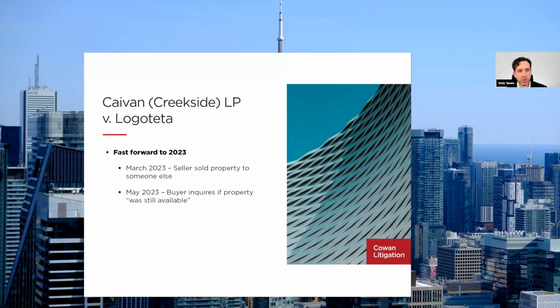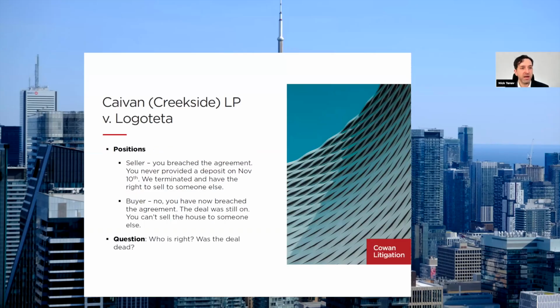And so then we fast forward. Remember, this is November 2022. We fast forward a few months to March 2023, and the seller sold this property to somebody else. The buyer, a little later in May, reaches out to the seller and inquires if this property is still available. And at this point, the seller is kind of scratching their head and saying, what do you mean? You breached the agreement. You never provided a deposit on November 10th. We terminated and we have the right to sell to somebody else.